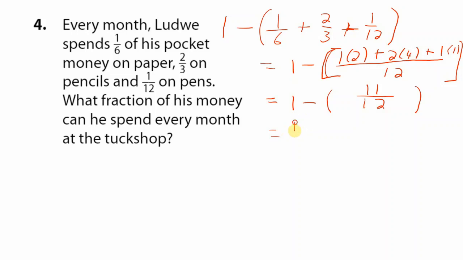Now 1 we know is the same as 12 over 12. 12 divided by 12 is 1. So we have 12 twelfths minus 11 twelfths. Since both the denominators are the same, we can subtract the numerators. 12 minus 11 is 1. So 1/12 remains to spend at the tuck shop.